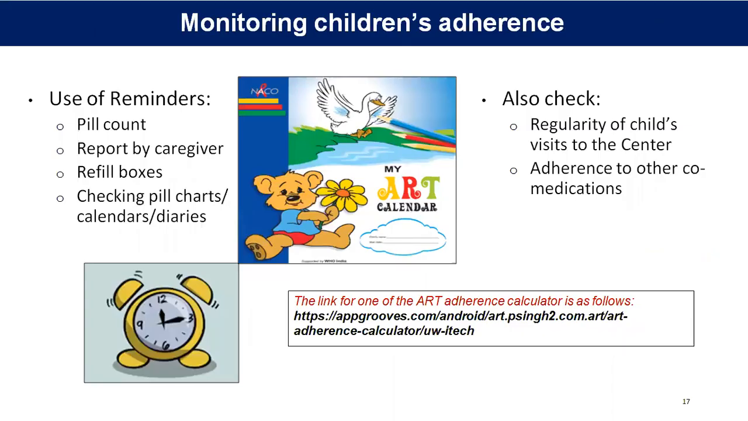Use of reminders. For adherence, you can use your own techniques, or you can take the help of these to increase adherence, like pill counts, reports by caregivers, refill boxes, checking pill charts and all. As I said, these all only give a pseudo confidence that the baby is adherent. If you count the pills, it may be good as per your calculation. The caregiver will say, yes, the baby is taking that. Refill boxes and checking the pills will all give a pseudo confidence that the baby has good adherence. All these things are not sufficient.